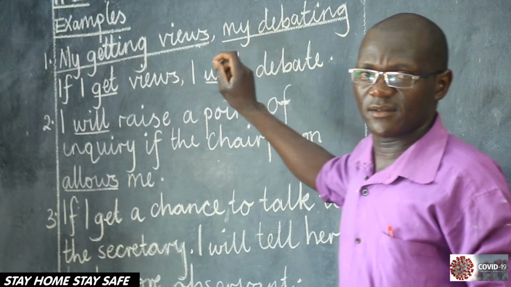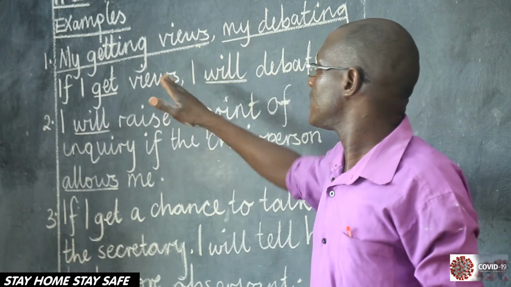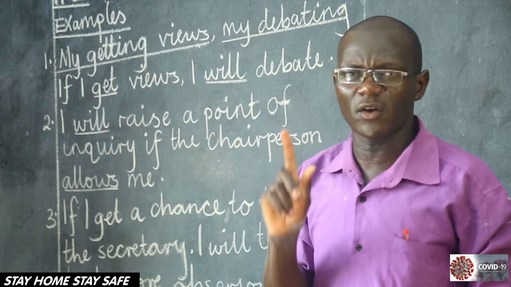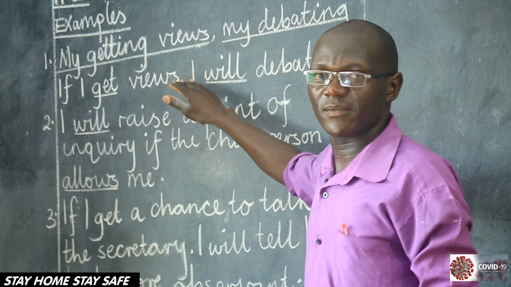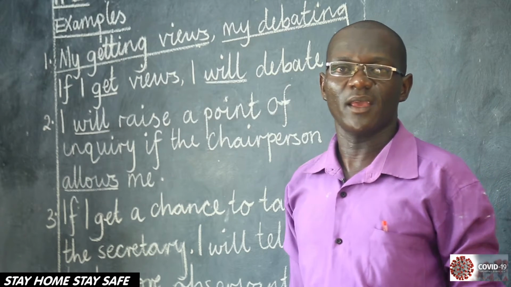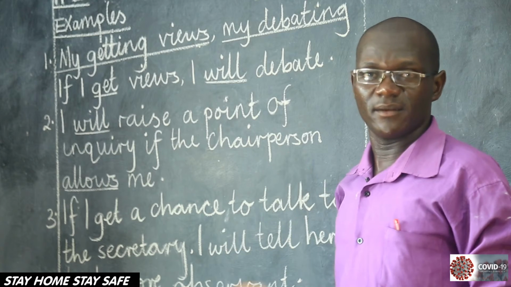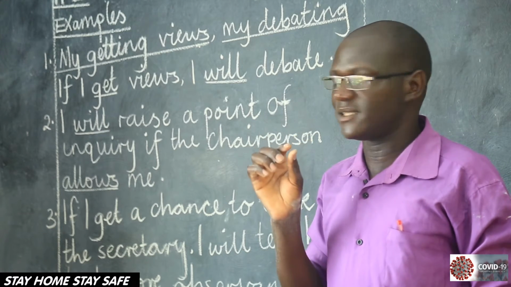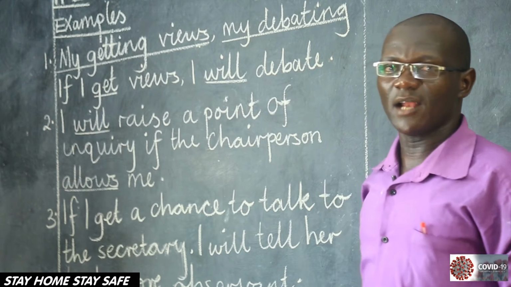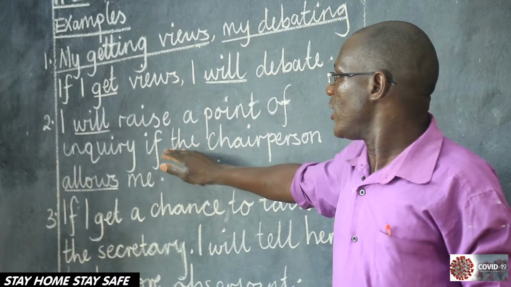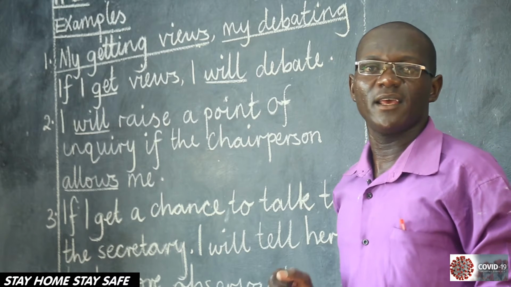Remember, we have the if clause separated from the main clause with a comma. A comma separates the if clause from the main clause. This is only for when we begin with the condition. For example, if I get views, I will debate. There we use a comma to separate the if clause from the main clause. Take a look at our example number two. I will raise a point of inquiry if the chairperson allows me.